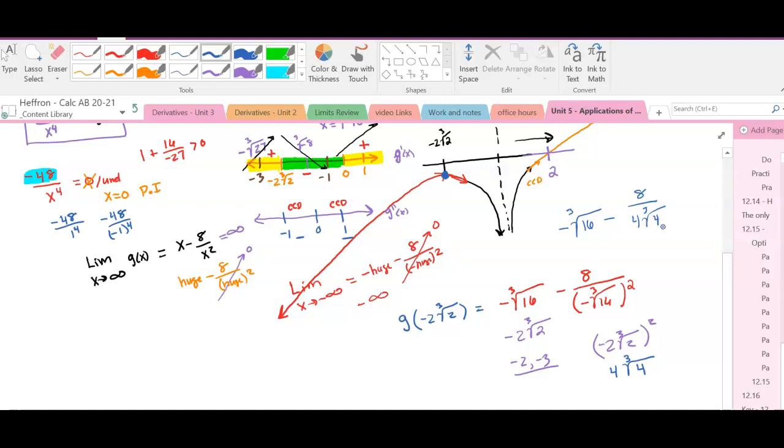We're going to go to our calculator at this point because anything else would be kind of crazy. Looks like that's about negative 2.520. So this gets as high as negative 2.520. And again, the x was that negative 2 cube root of 2.